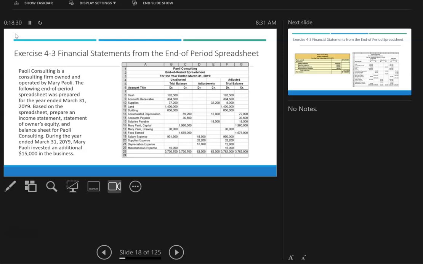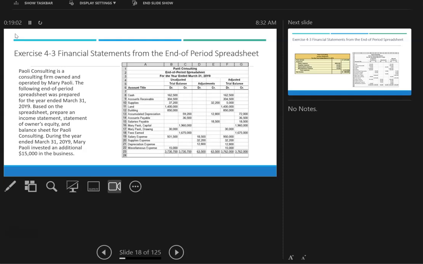Now, Paoli Consulting is a consulting firm owned and operated by Mary. The following end-of-period spreadsheet was prepared for the year ended March 31st. Based on the spreadsheet, prepare an income statement, statement of owner's equity, and balance sheet for Paoli Consulting. During the year ended March 31st, Mary invested an additional $15,000 into the business.